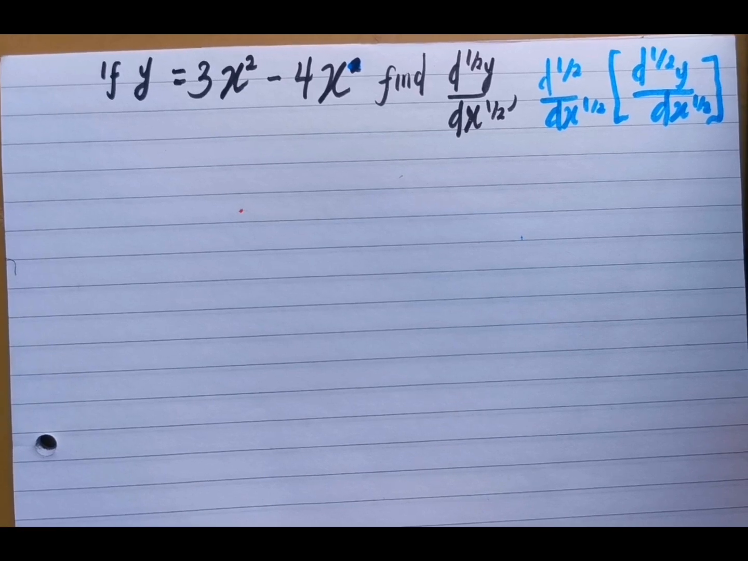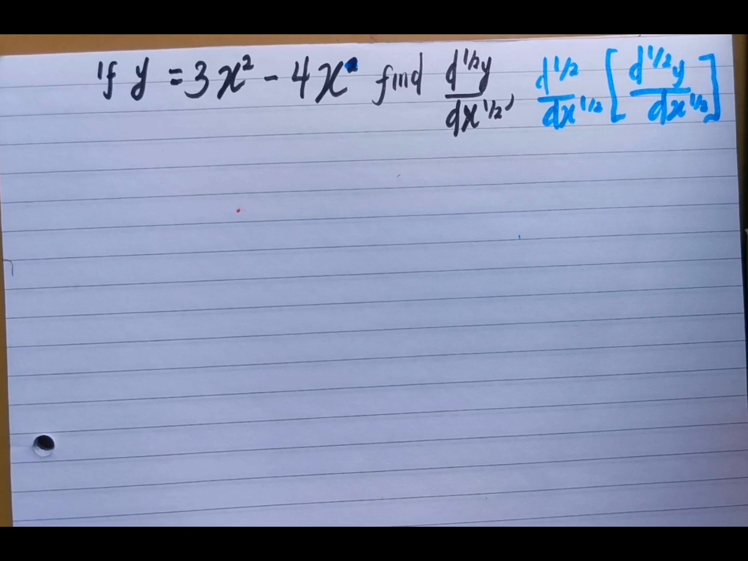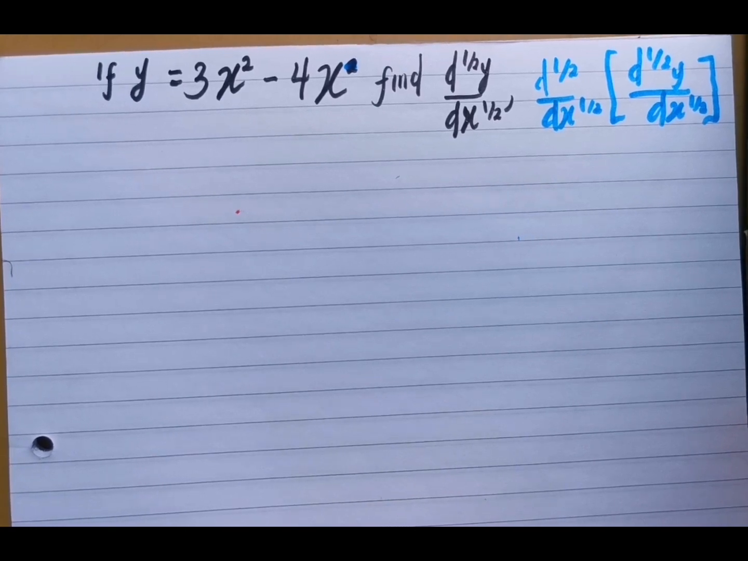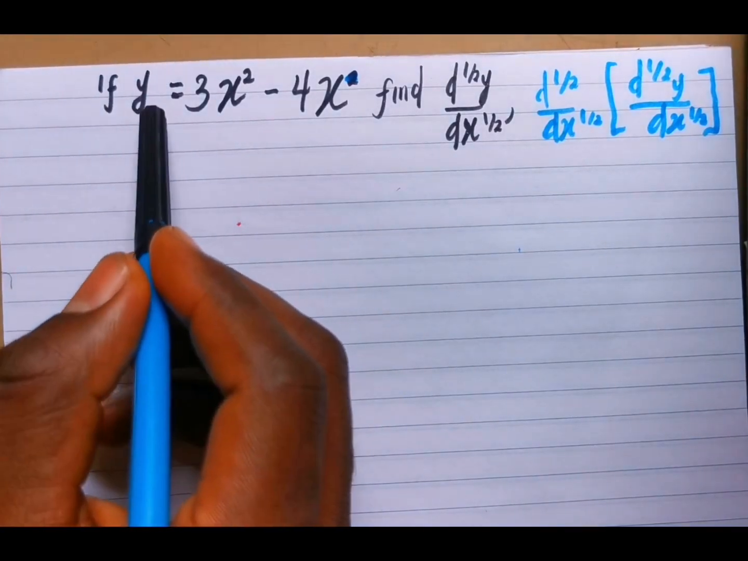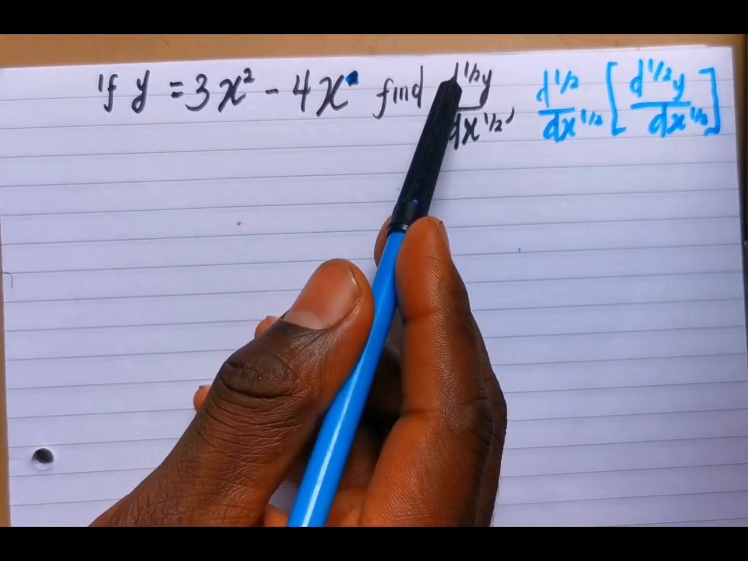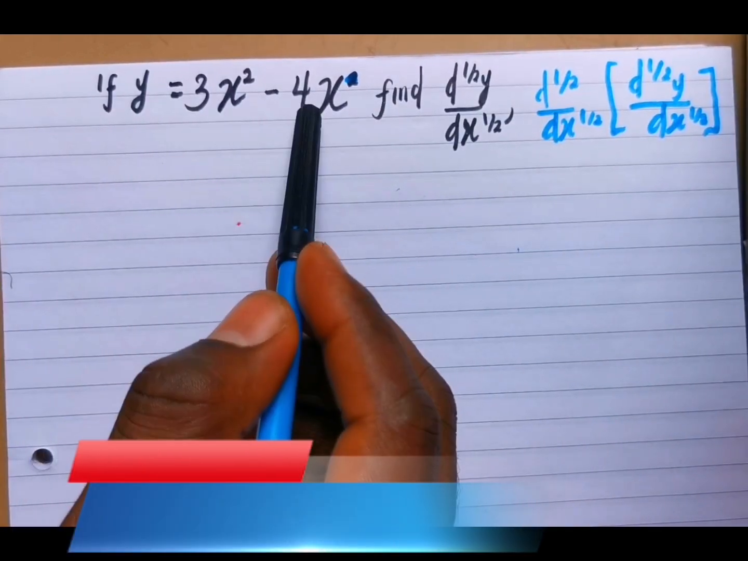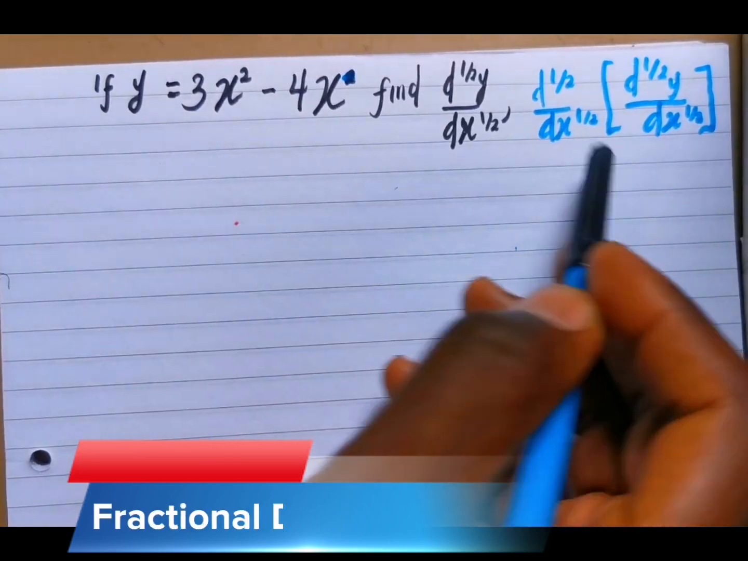In our previous class, we discussed some examples of fractional differentiation under fractional calculus, which is called FC. Today, we are moving to another example. If y is equal to 3x squared minus 4x, find the half derivative of this function.